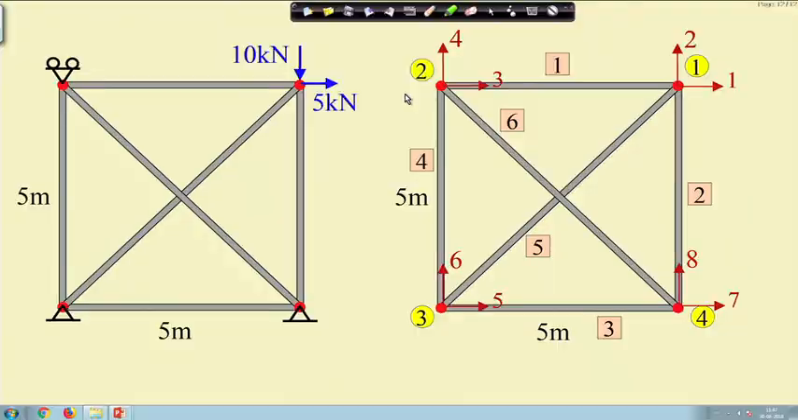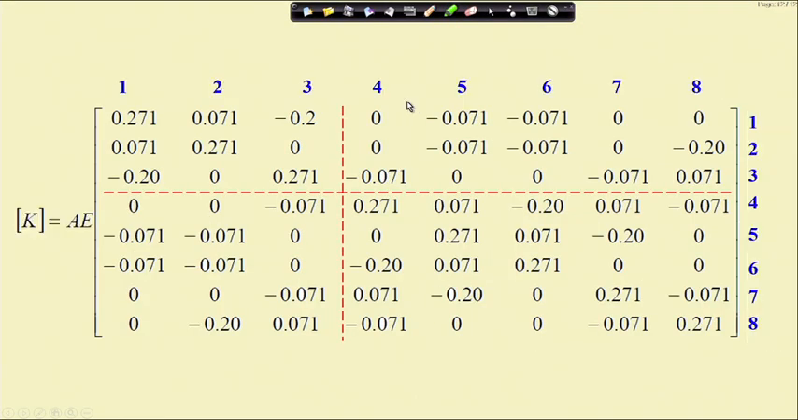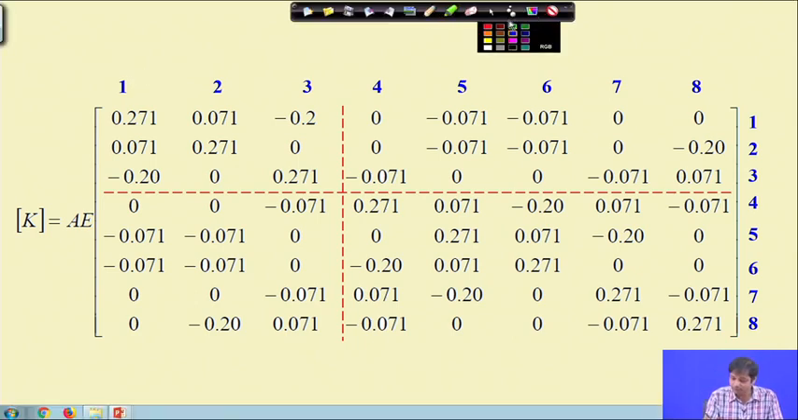Now, based on this information, let us partition the stiffness matrix. This is where we partition the stiffness matrix. We take all these displacements and we separate them as known displacement and unknown displacement. In this case, the unknown displacements are U1, U2, U3, and the known displacements are all 0. Now, we partition it like this.